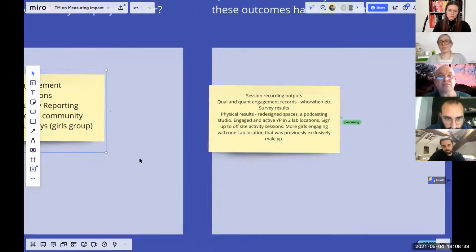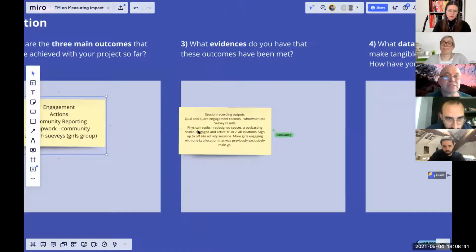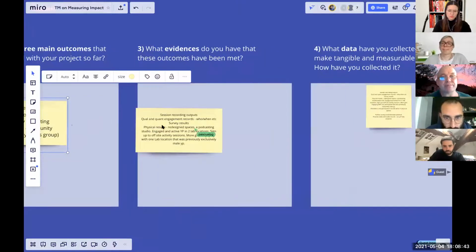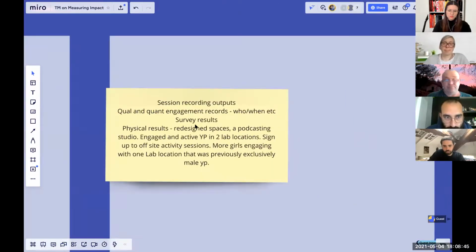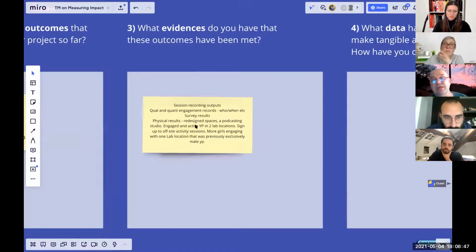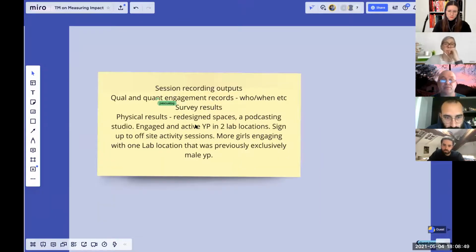So which one's this? What evidence do you have that these outcomes have been met? We've got physical evidence. Where we've been able, we've got records of who's been attending. We've got survey returns and qualitative feedback from the young people, recordings, and a podcasting studio.